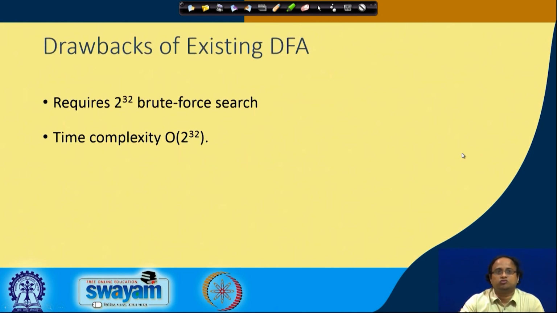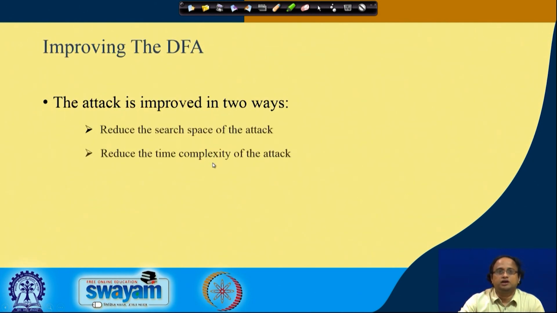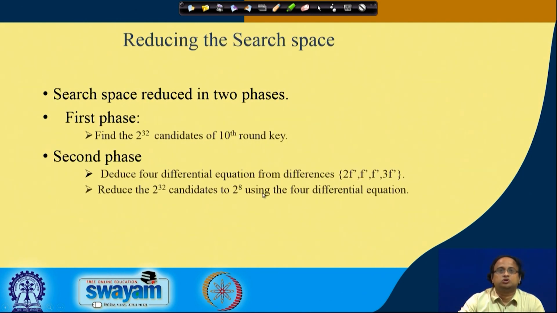So, what are the drawbacks of the existing DFA? It requires a brute force search of 2 power of 32 values, and it has a time complexity of 2 power of 32. So, we would like to reduce this search space. We would also try to reduce the time complexity further. Therefore, we will try to improve both the search complexity as well as the time complexity of the attack.